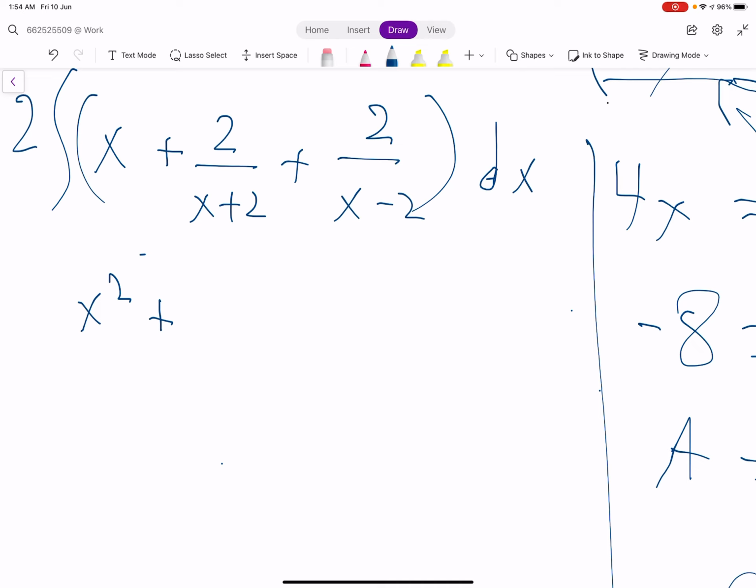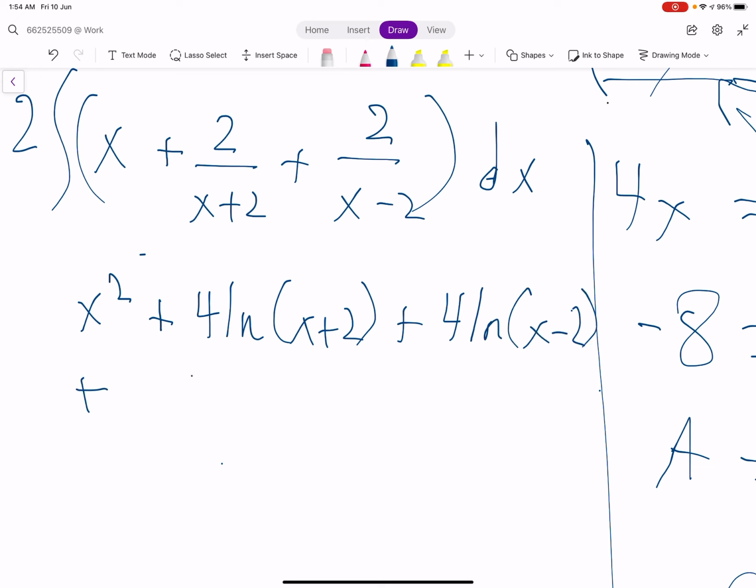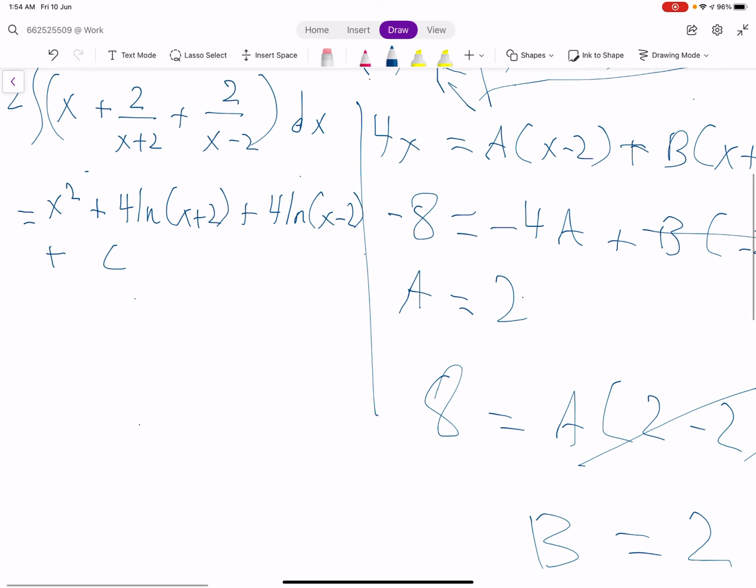It will be 2 ln of x plus 2, but we multiply by 2 also. It will be 4 ln of x plus 2, and then here it will be the same thing, but instead of x plus 2, it will be x minus 2. And we don't forget the plus C. Can this be simplified further?